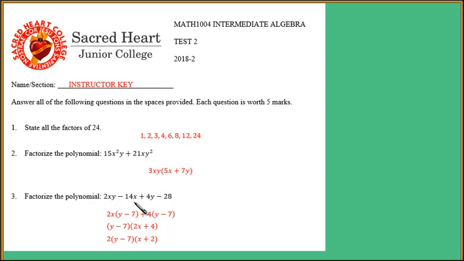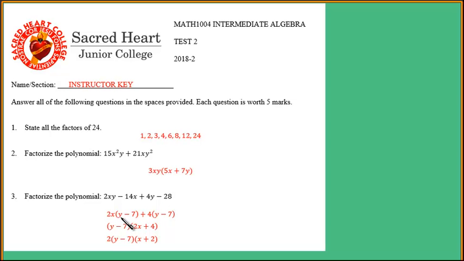Now for this one, we can see that there's no common factor across, but we can try grouping. So let's do these two first. What's common to 2xy and 14x? Well, 2x. So that leaves us y minus 7. So 2x times y gives me 2xy. 2x times minus 7 gives me minus 14x. Coming over here, the GCF is 4. Leaves me y minus 7 again. 4y, 4 times 7, 28.